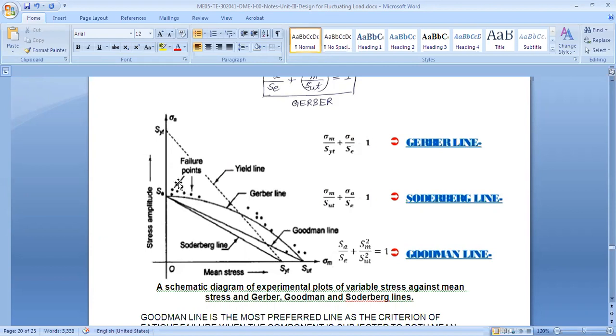Very simple. Just remember that in a diagram we have two axes. On the x-axis we have mean sigma. On the y-axis we have sigma amplitude, sigma A. On the x-axis, what are the two important points? This is the mean stress. That means on the x-axis, amplitude is 0, so those are static loads. So there are two limits, SYT and SUT. On the y-axis, mean is 0. That is a completely reversed cycle. That means on the y-axis we have only one point, SE. So once we have these three points on the x and y axes, we can derive the equation.